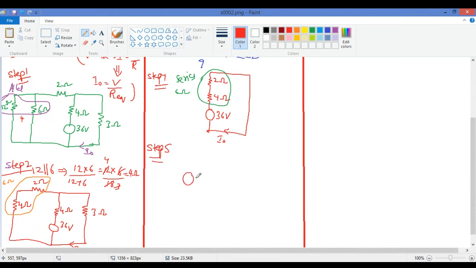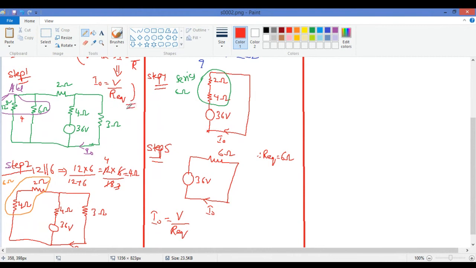You have 36 volts. Current is coming in this direction, and this entire thing has become 6 ohm. So actually, what is this 6 ohm? This is R equivalent actually. So we got R equivalent as 6 ohm. Okay, so now it's very easy. How do you find out I naught? I is equal to V by R, V by R equivalent.